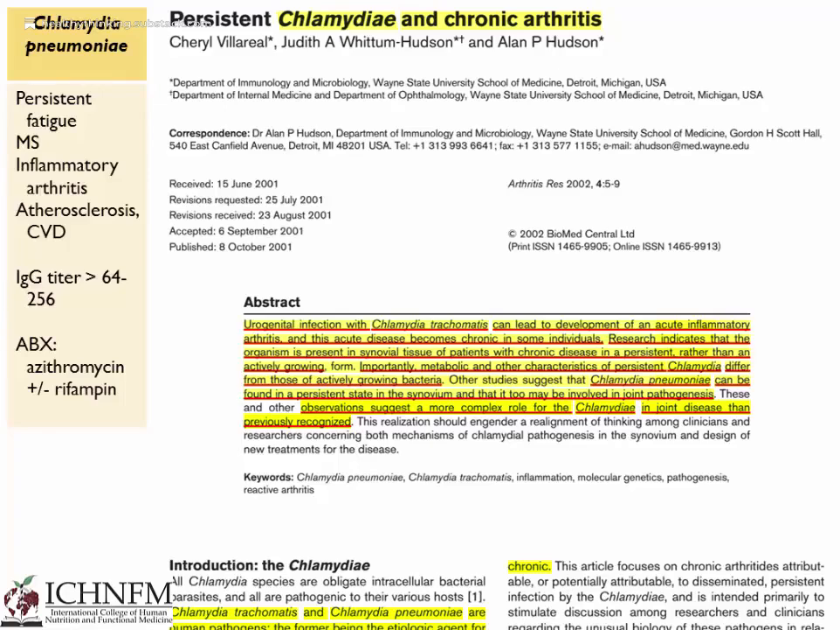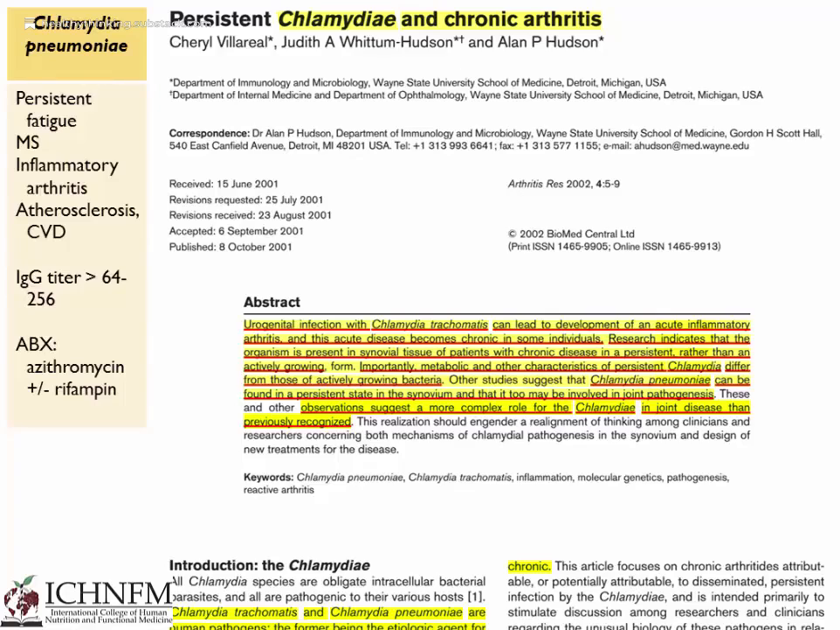Research indicates that the organism is present in synovial tissue of patients with chronic disease in a persistent rather than an actively growing form. Importantly, metabolic and other characteristics of persistent chlamydia differ from those of actively growing bacteria. Other studies suggest that Chlamydia pneumoniae can be found in a persistent state in the synovium and that it too can be involved in joint inflammatory pathogenesis. These and other observations suggest a more complex role for the chlamydia bacteria in joint disease than was previously recognized.